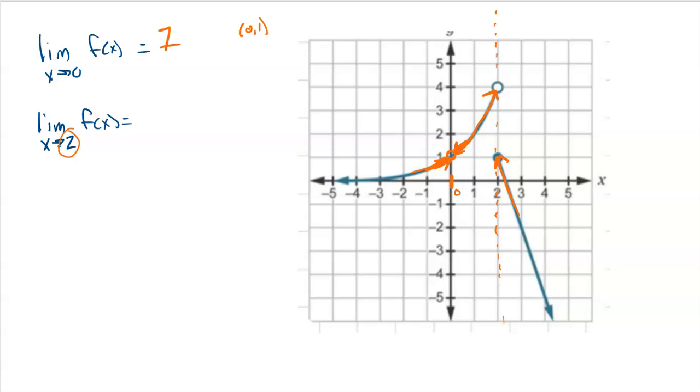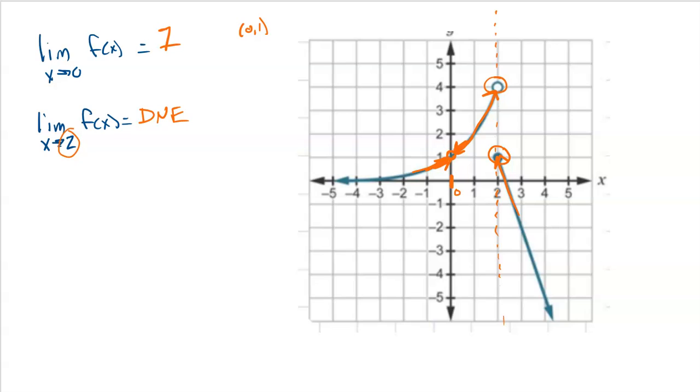From the left side, I'm up here at 4. From the right side, I'm down here at 1. They're not coming together. The two sides have to come together. The left side and the right side have to be coming together. They don't have to actually meet. There could be a hole there, but they have to be coming together. So this is a great example where the limit does not exist. It just doesn't exist. The left side and the right side aren't coming together.